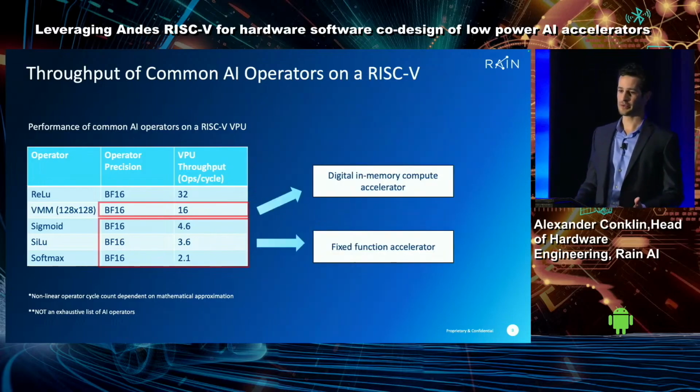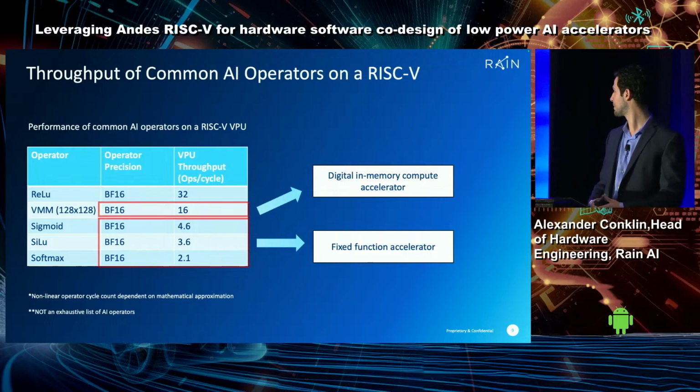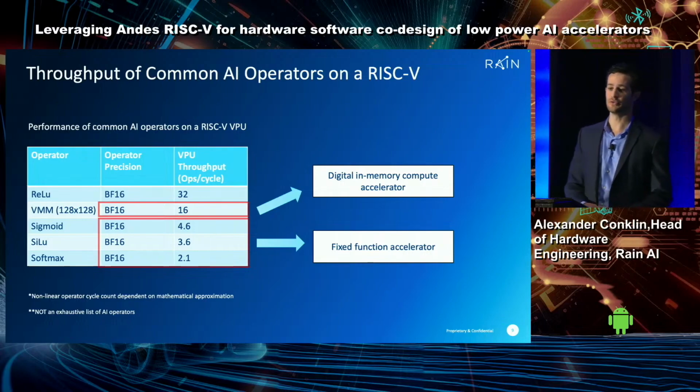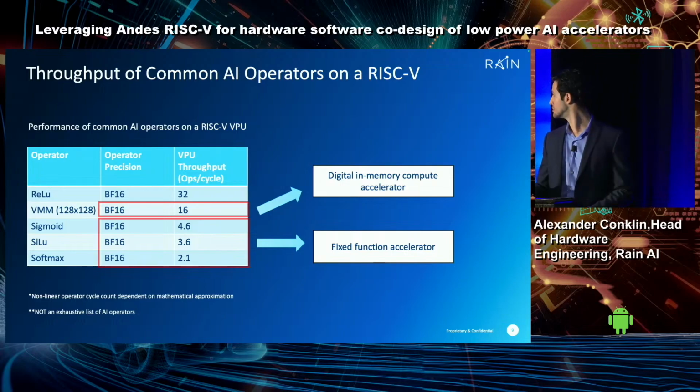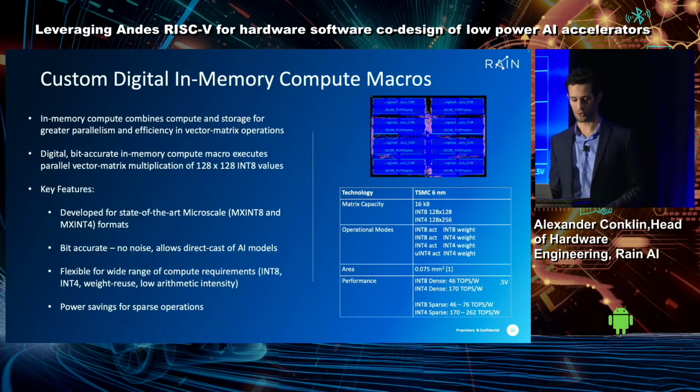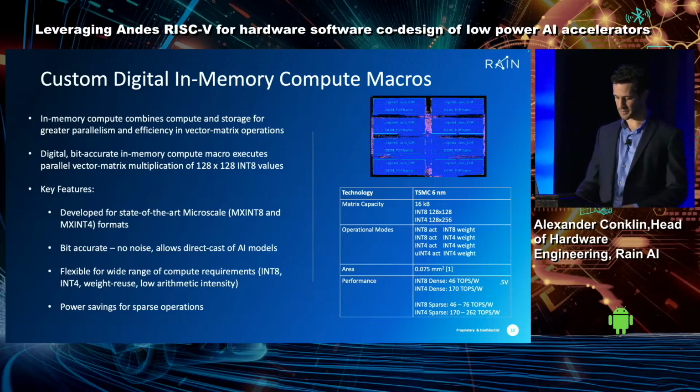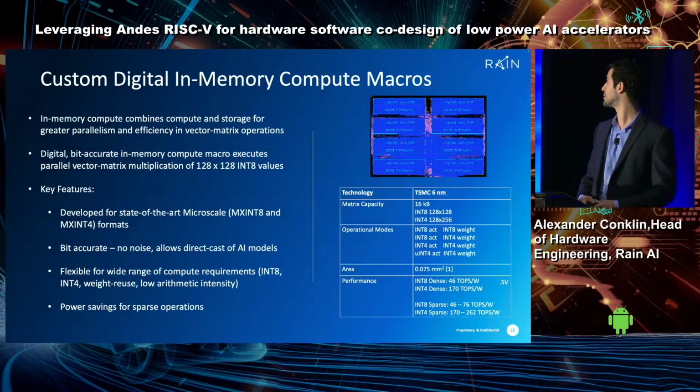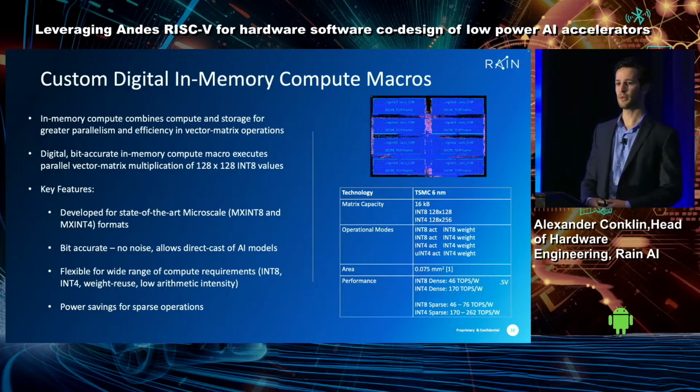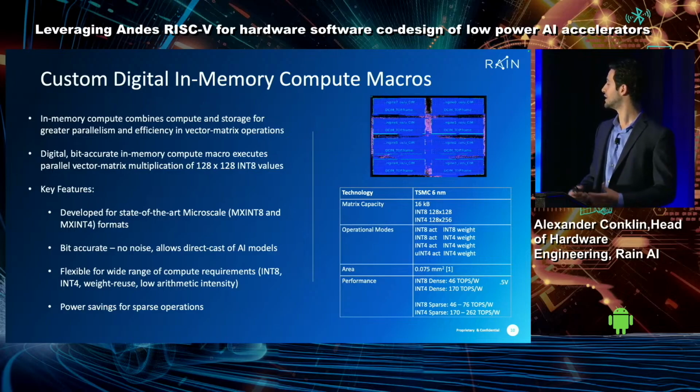So what's the solution? This is where we leverage our strengths to tailor silicon to the operators. For addressing VMM and GEMM operations, we leverage a digital in-memory compute solution, and for things such as nonlinearities, we can use fixed-function accelerators. Here, I think it's appropriate to step aside and talk about one of our strengths and something we're really excited to introduce, which is our custom in-memory compute macro. We have a custom silicon team, meaning we've designed the bit cell ourselves. We do layout ourselves.